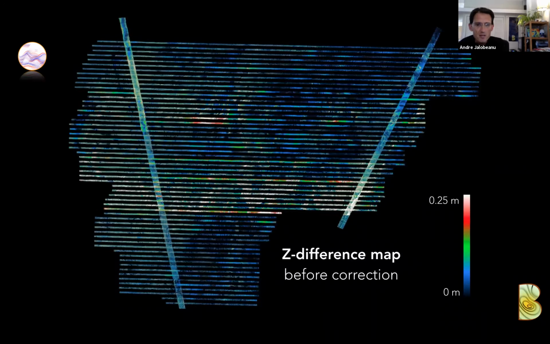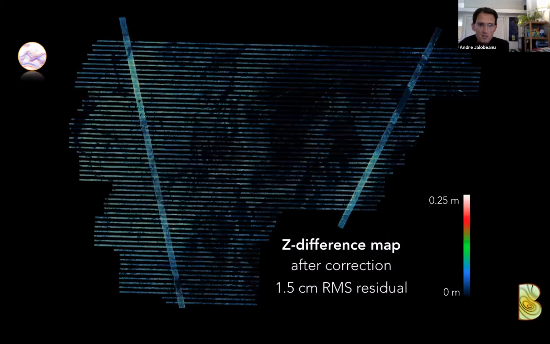The Z difference map before correction. So here the color scale is 25 centimeters. So in some areas, it wasn't very good. And after correction, 1.5 centimeter RMS residual. So that met the quality criteria for, I believe, quality level 0 or something like this, especially after vertical bias reduction.